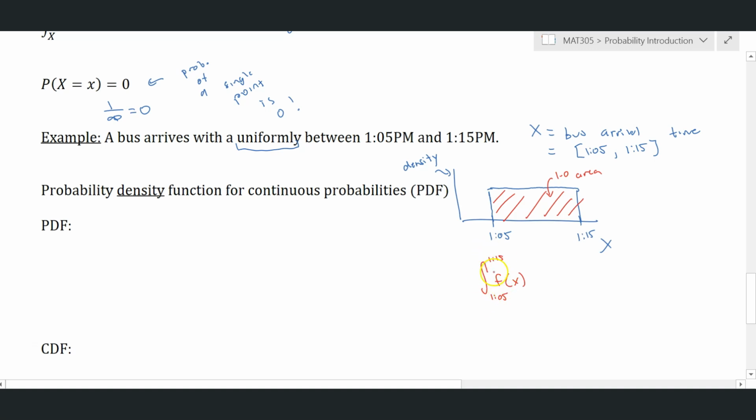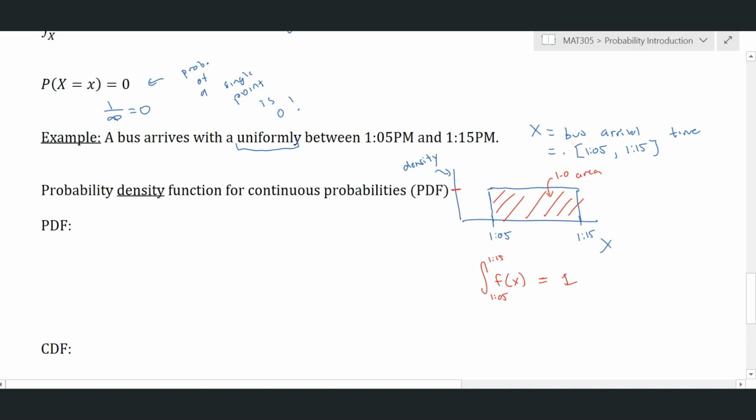Now, really, we should make these not times, but numerical values. For the sake of this illustration, it works fine. But if you say, what's the probability that the bus arrives somewhere between 1:05 and 1:15, you would say, well, it's 1, right? Now, what would f of x have to be? What would be this value that's uniform all the way across?